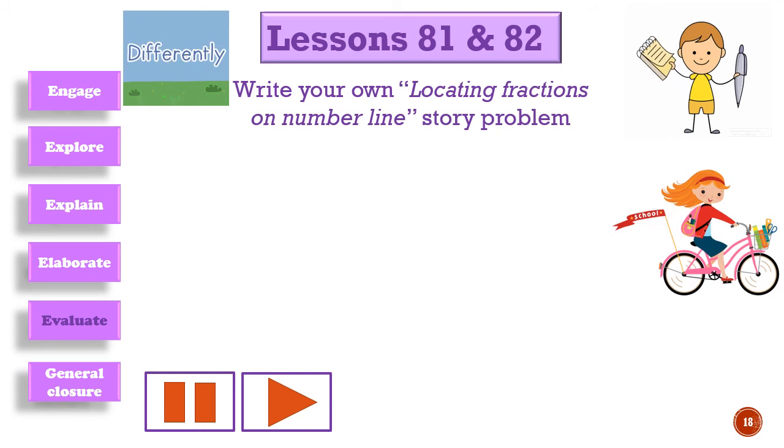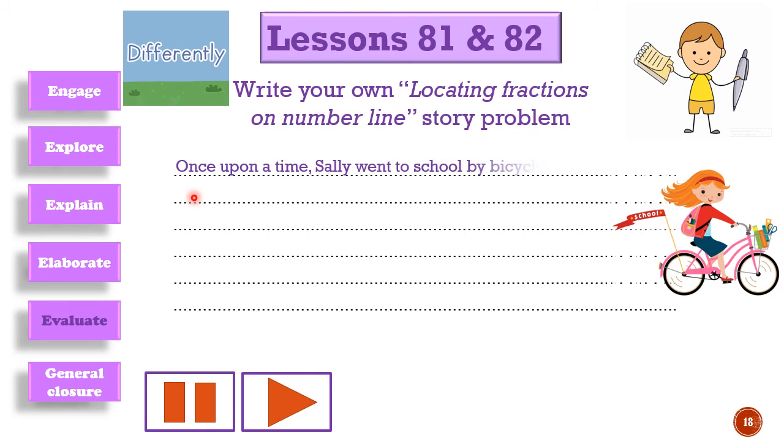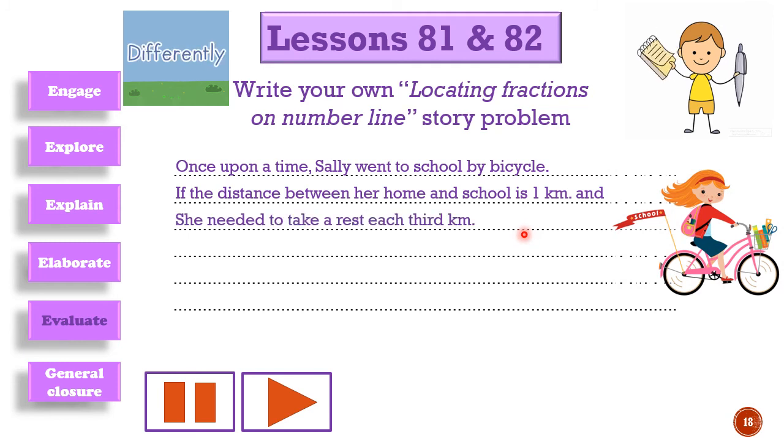Now let's go to our part of evaluation. Write your own story problem on a number line. We need to use this picture to write our story problem. Use your notebook and pen to write it. Pause the video, then play it again to do our story problem. My story problem is: once upon a time, Sally went to school by bicycle. The distance between her home and the school is 1 kilometer, and she needed to take a rest each third kilometer.